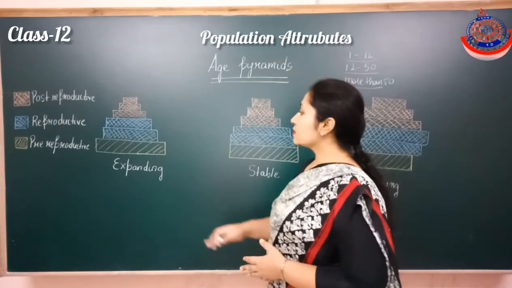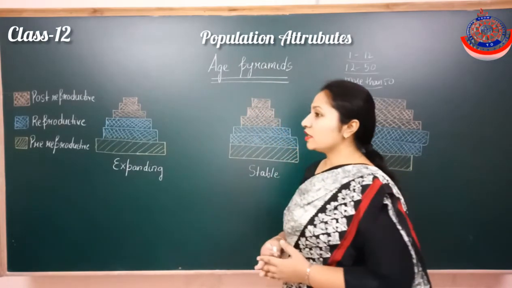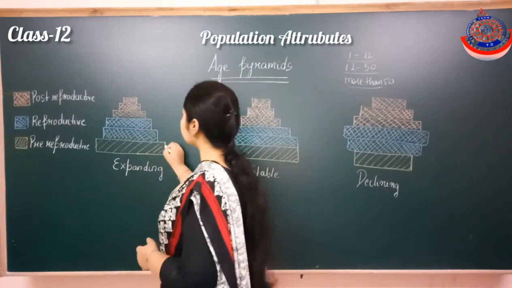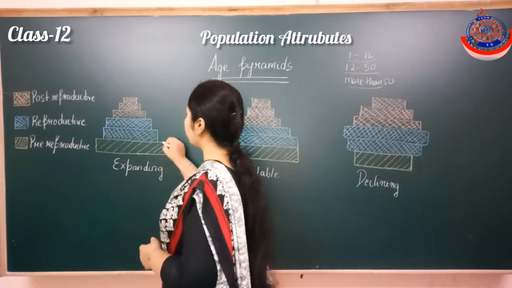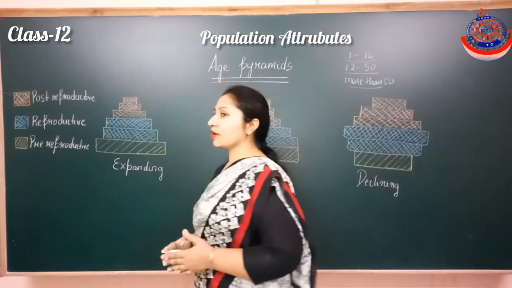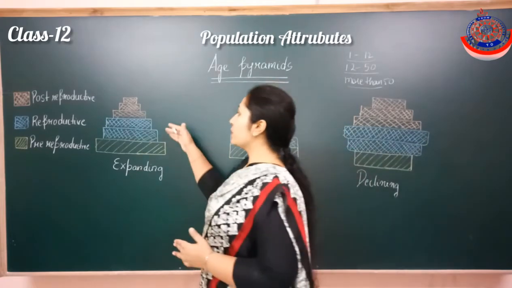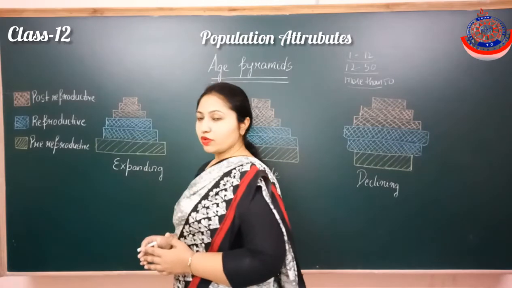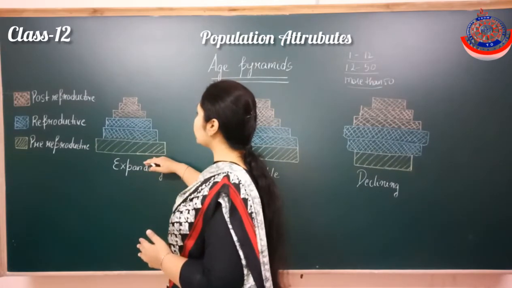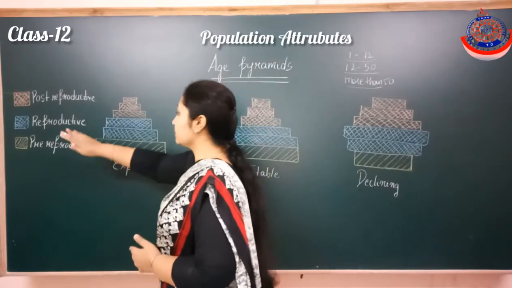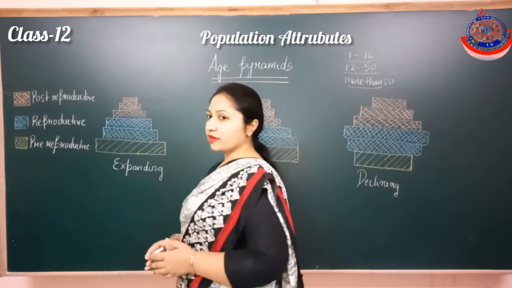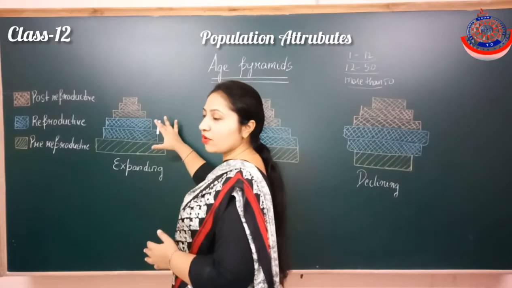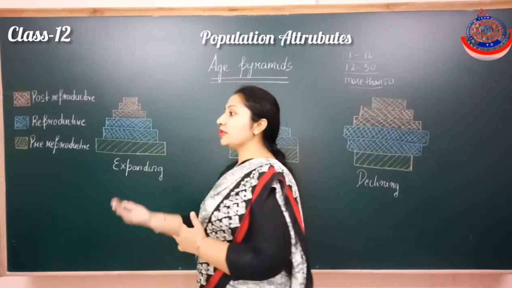Now let's discuss the expanding type of the age pyramid. In this, the pre-reproductive age is more. This yellow portion is showing the pre-reproductive age, and it is more as compared to the reproductive and the post-reproductive age. Okay, so it means that more persons are present in this age group, that is pre-reproductive. So that's why here in this age pyramid, the population will be increased.